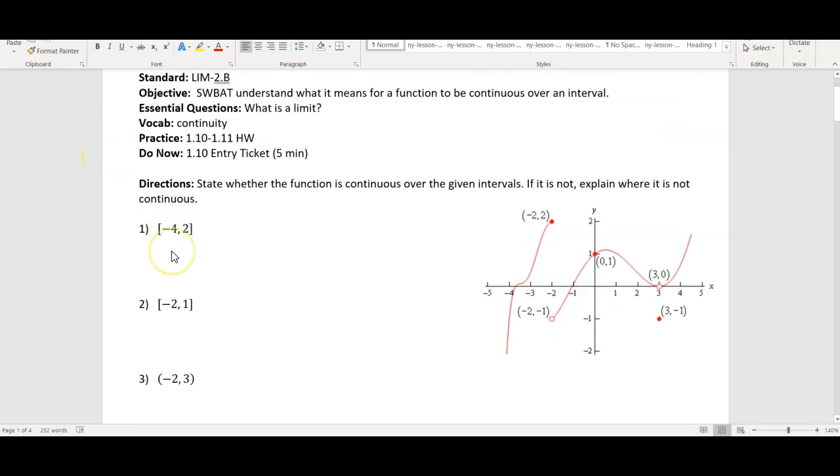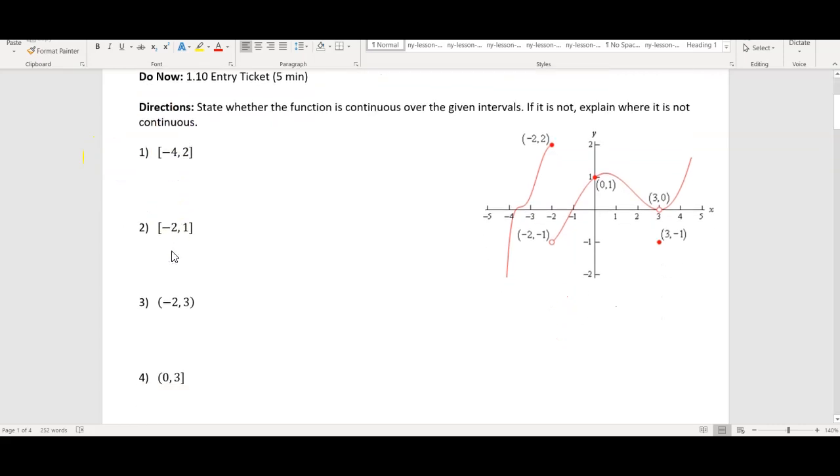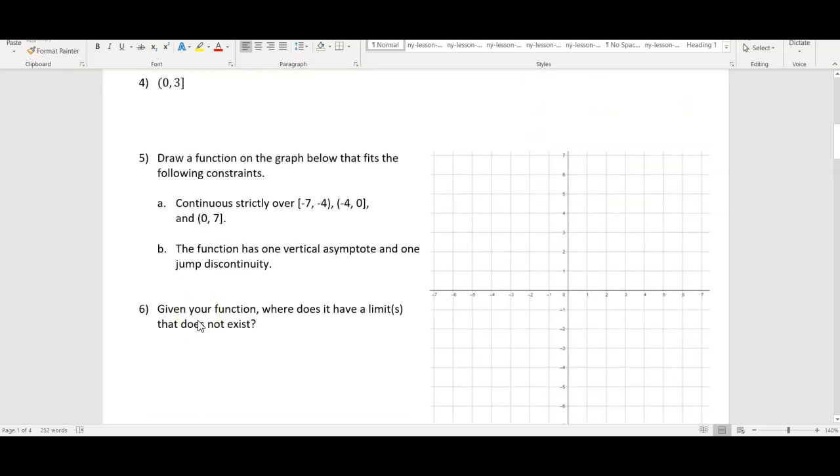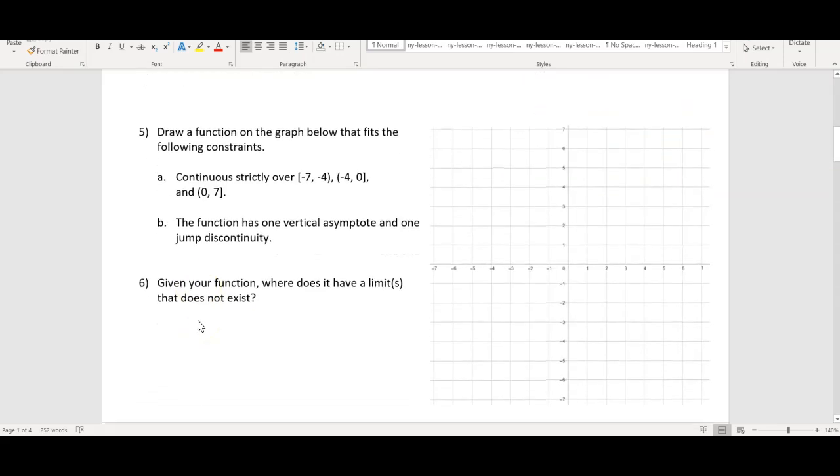So in part 1, we took a look at this graph, answered some questions about whether the function was continuous over these different intervals, and then we drew our own graph. Given some constraints, we had to draw a function that matched those.